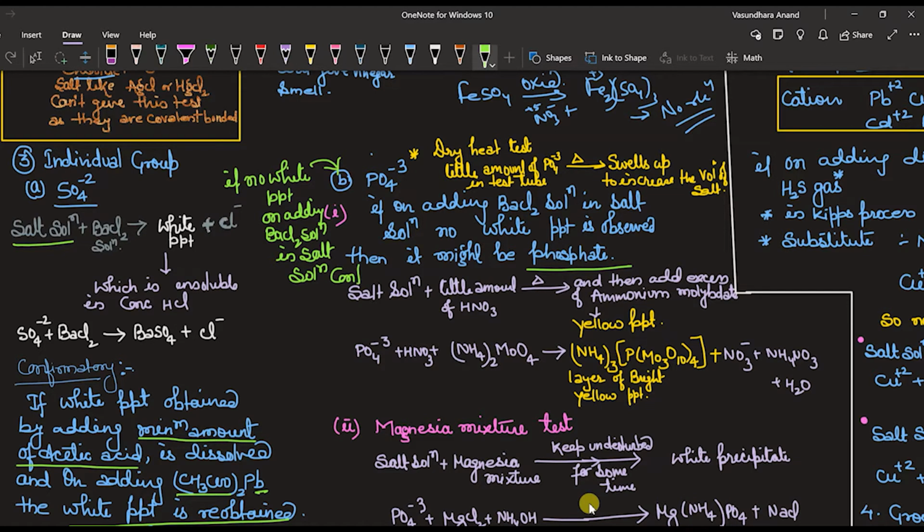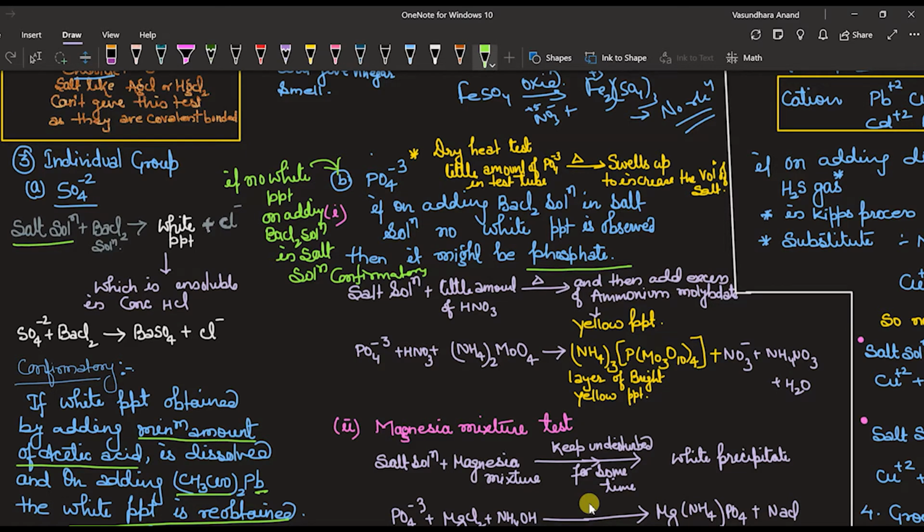This is the confirmatory test: salt solution plus a very little amount of nitric acid, and then we heat. After this heating, excess ammonium molybdate is added, and it will give you a yellow ppt. Did you get that? Salt solution, add a few drops of HNO3, heat it, and then add excess ammonium molybdate, and it will give you a yellow precipitate.